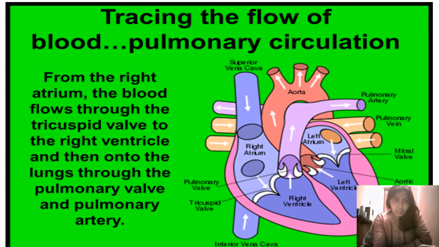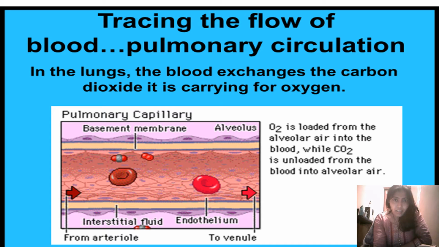From the right atrium, the blood flows through the tricuspid valve to the right ventricle and then onto the lungs through the pulmonary valve and pulmonary artery. And you see, this is the pulmonary artery and this is the pulmonary vein. In the lungs, we see the structures showing the interstitial fluid and the endothelium. This side is arterial, this side is vein, so it transfers from arterial to vein, and these are the alveoli.